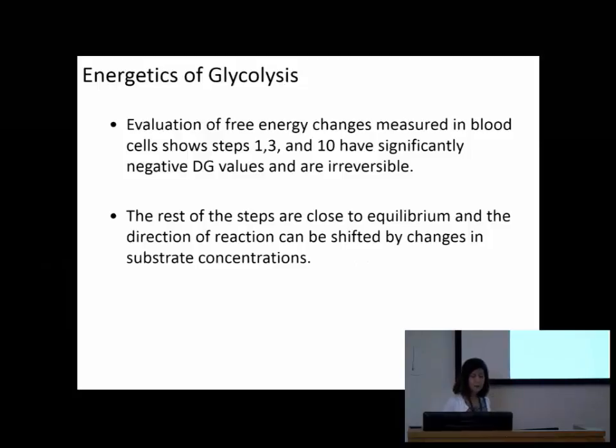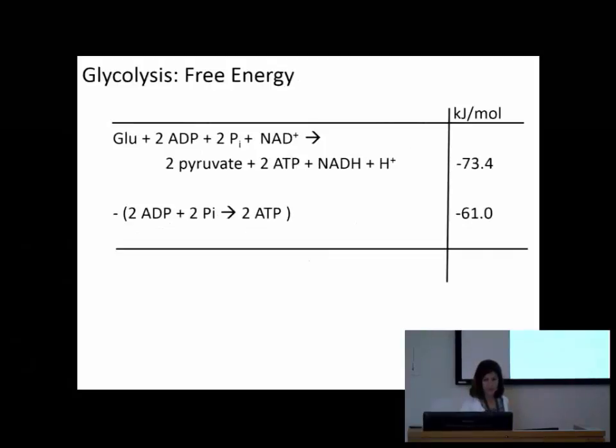Remember that delta G is a state function. A state function meaning that it only depends on initial and final conditions. So it doesn't matter that they are catalyzed by enzymes. Overall, glycolysis gives off negative 73.4 kilojoules. Remember, this is delta G, not prime. Okay, so it's sort of artificial.